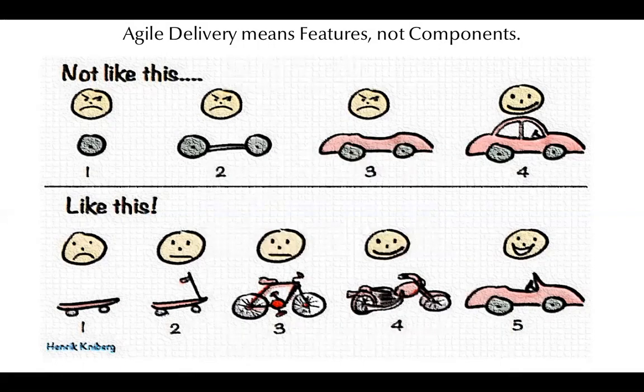When we are delivering the stuff below the line, where we start with a skateboard and then we've got a scooter and so on, not only are we able to deliver some value, there's no question if the customers are expecting a car, they're not going to be very happy with a skateboard. But with a skateboard, we can test our assumptions.